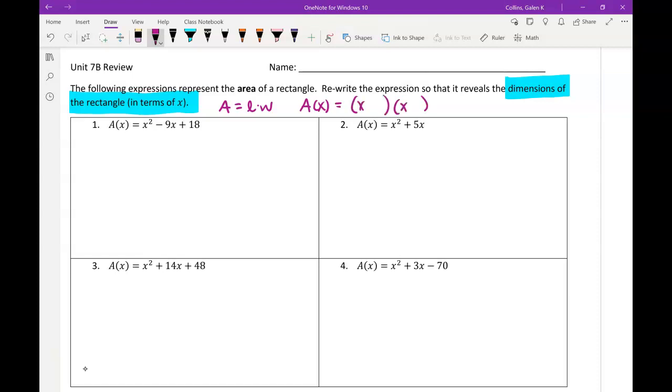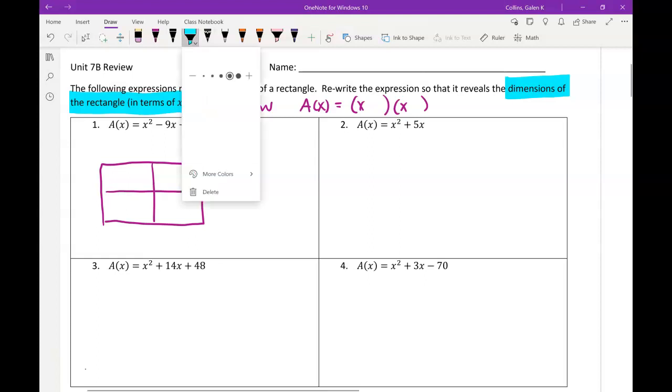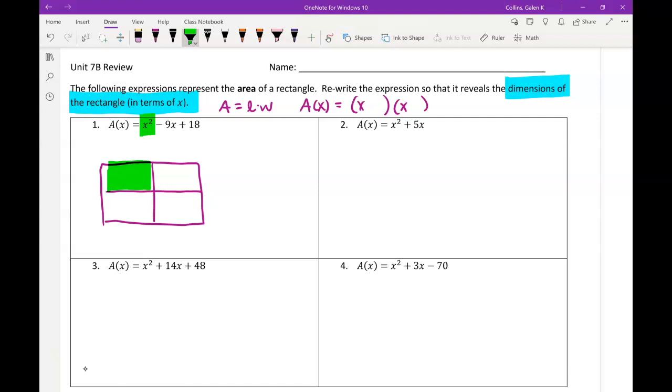And so when I say in terms of x, I mean there will be x's in our length and our width. So for this very first example, if we draw our area model, we know that our quadratic term, so our x squared term, that's always going to go here. And our constant term, which is positive 18, is going to go down here. So as I fill this out, I'm going to write x squared and 18.